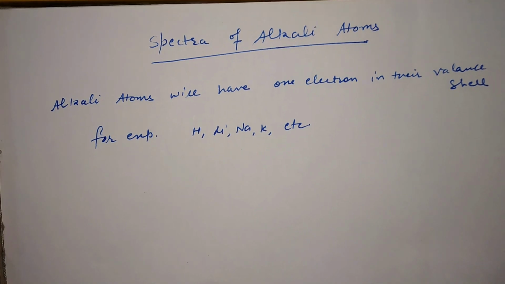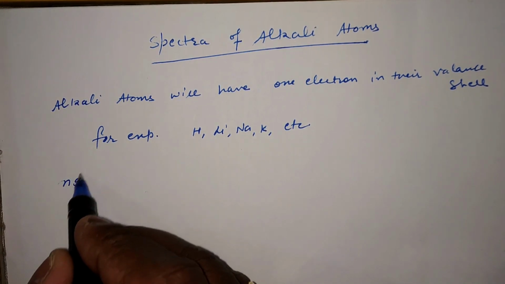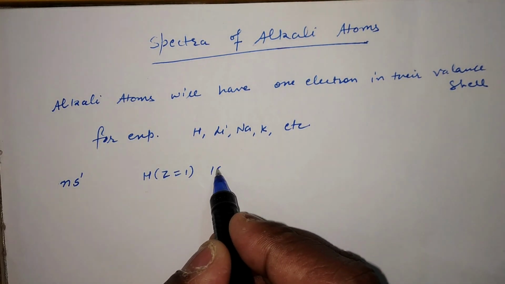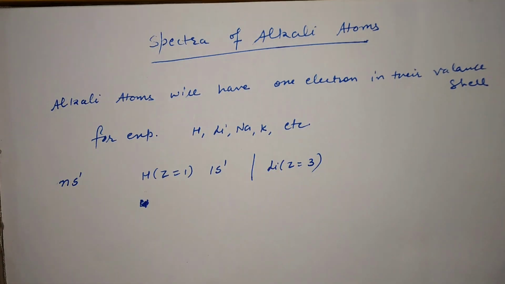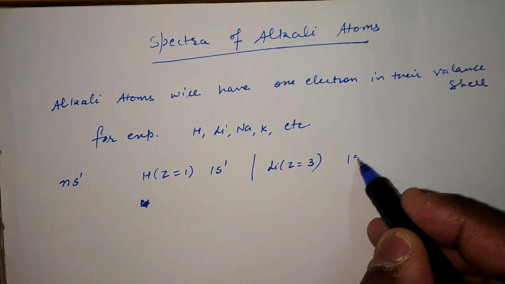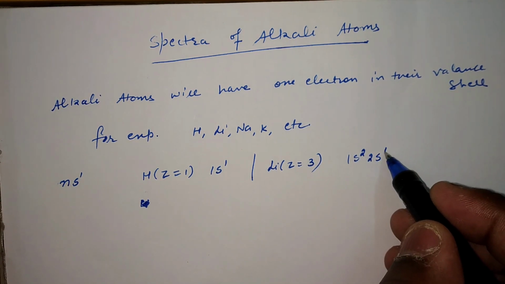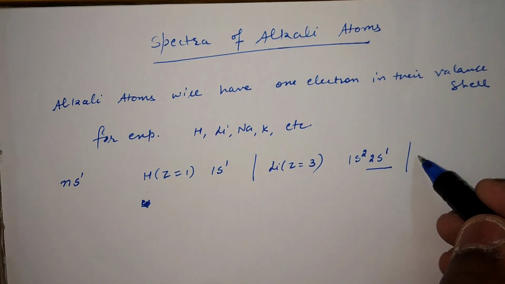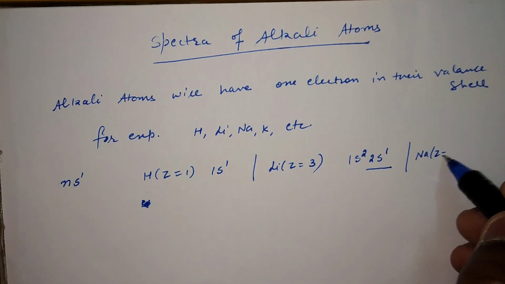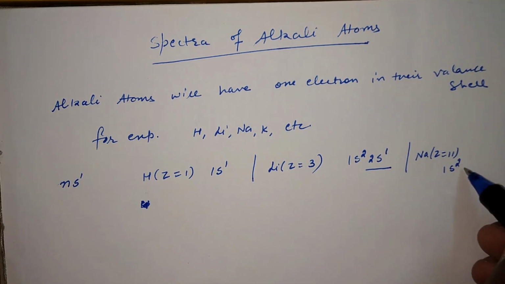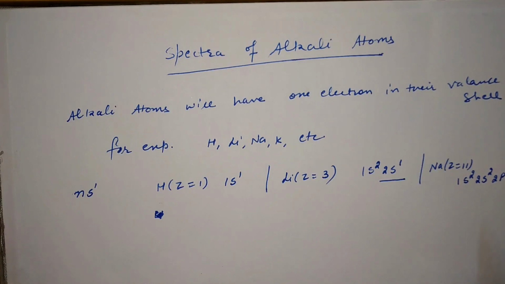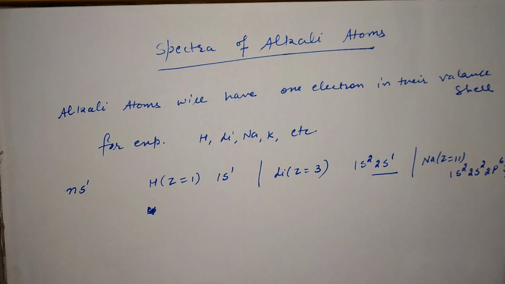For the alkali metals, their general configuration is ns1. For example, in case of hydrogen, Z is 1, its configuration is 1s1. For lithium, its Z is 3, its electronic configuration is 1s2, 2s1. It means that it has one electron in the outer shell. Similarly, sodium has Z equal to 11. Its configuration is 1s2, 2s2, 2p6, 3s1. It means that it also has one electron in the outer shell in the s state.